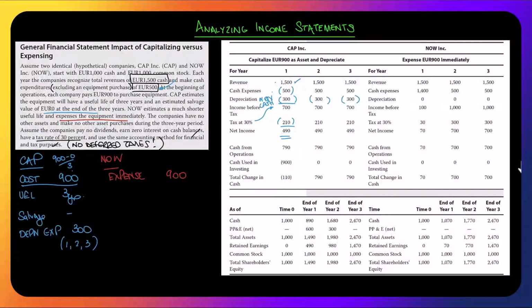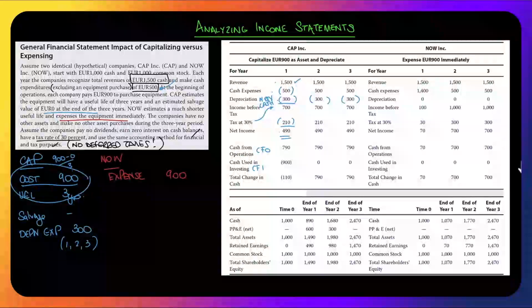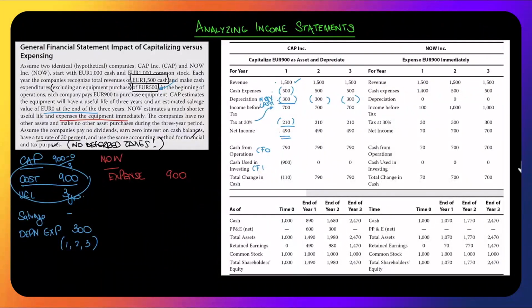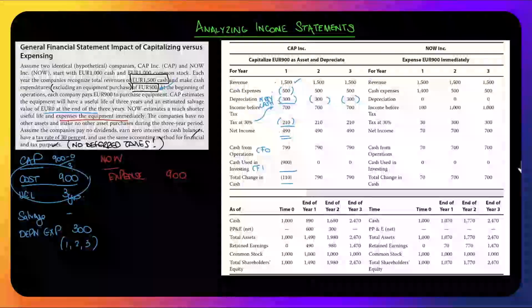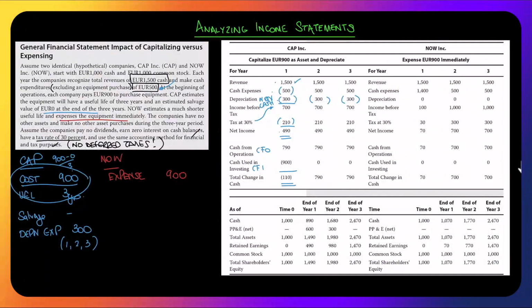Other way to do it is to start with net income and add back your 300 depreciation. Either way, it's 790. Cash used in investing, CFI. Remember, CFO is your operation. CFI is investing. If we purchase an asset, the 900 we spend on the asset is an outflow in CFI. 790 less 900. Change in cash, negative 110.